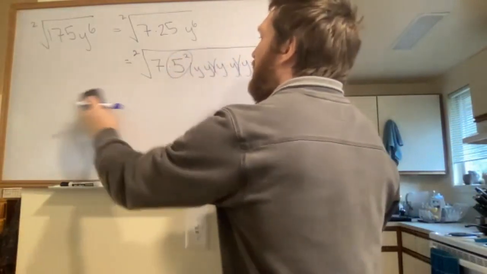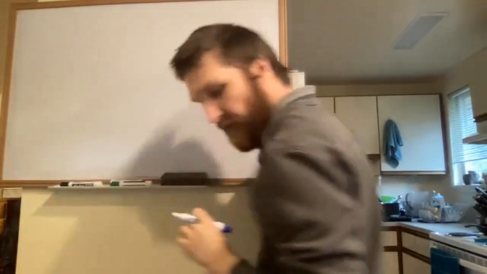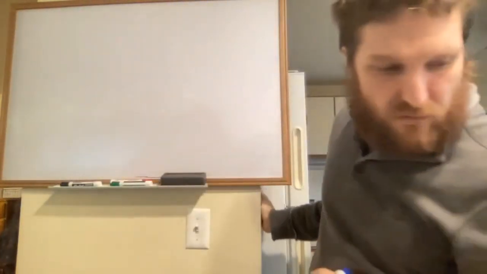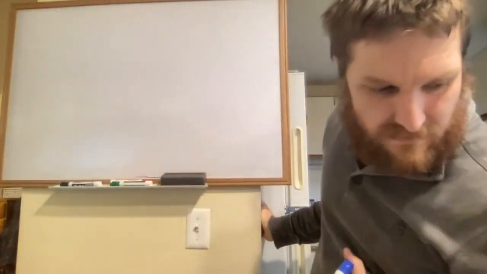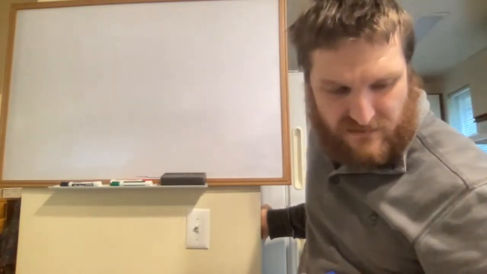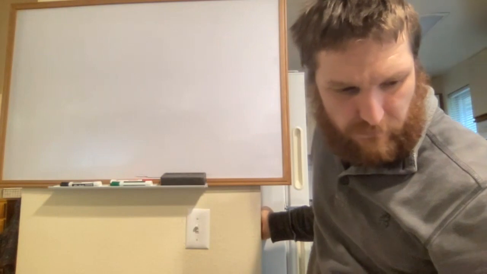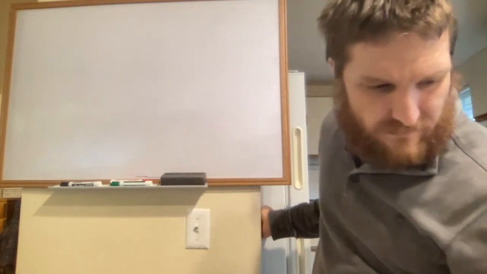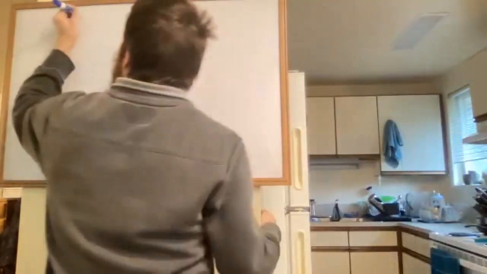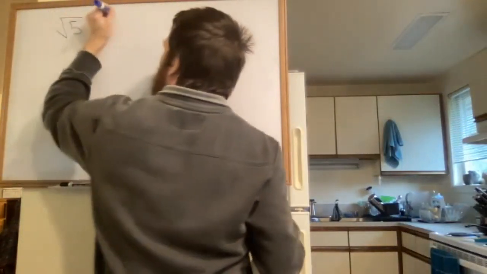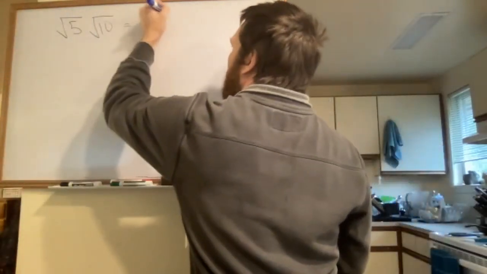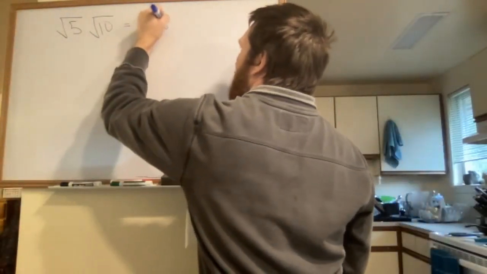The final thing is it's going to tell you to multiply and simplify by factoring. And so here's a very simple example. I guess we'll do a square root. It says the square root of 5 times the square root of 10. It says to multiply and simplify by factoring. And so multiply, it says take 5 times 10.